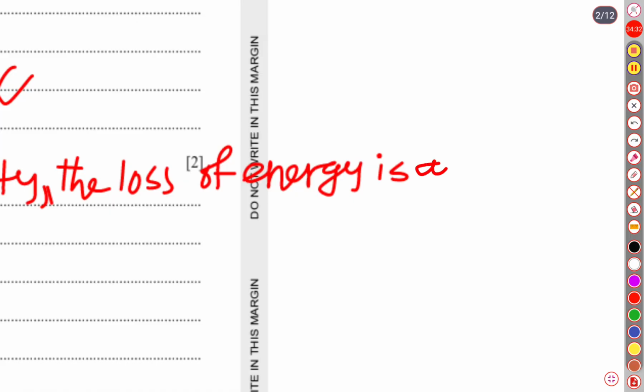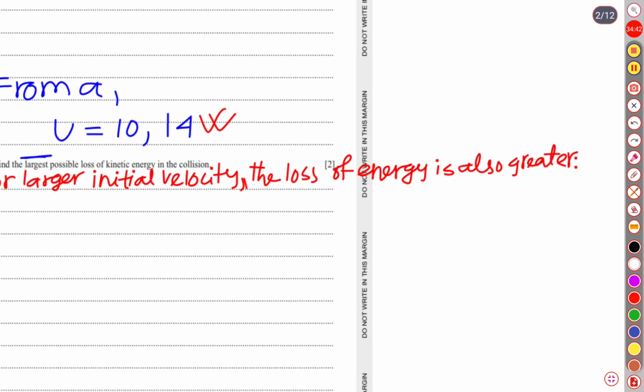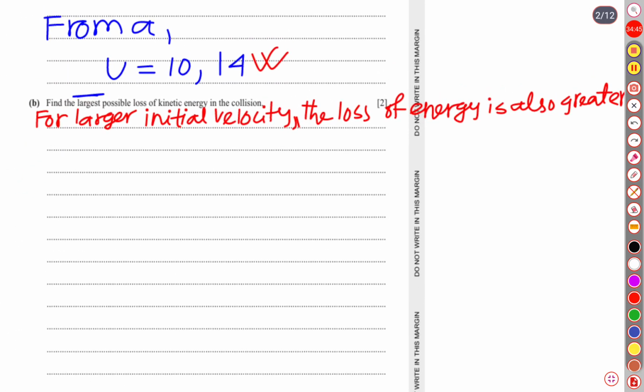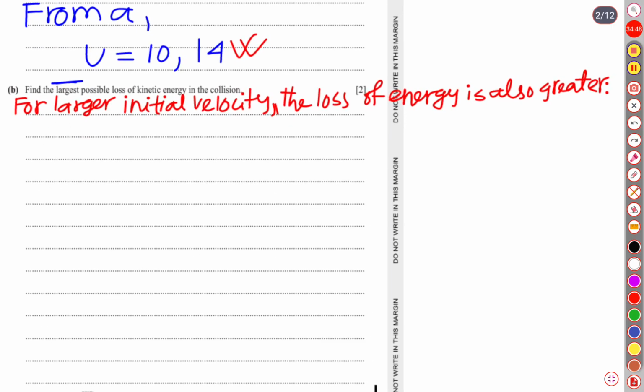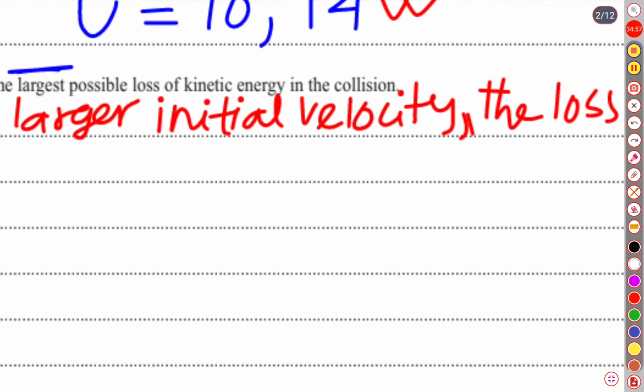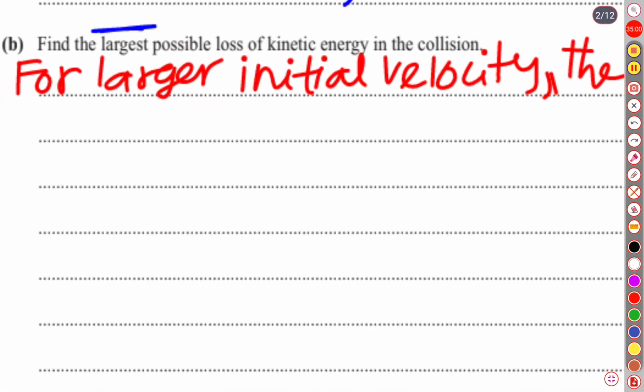Okay, that means if the initial velocity is larger, then after the collision loss of energy will also be greater. Now we are going to apply the concept. We know the loss of energy. Formula for loss of energy is change in kinetic energy. So let us write loss of energy is equal to loss of kinetic energy.